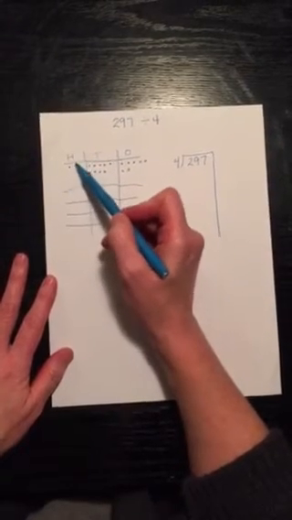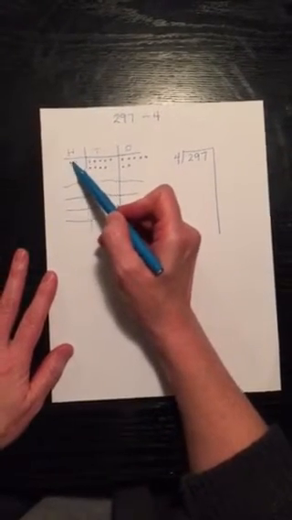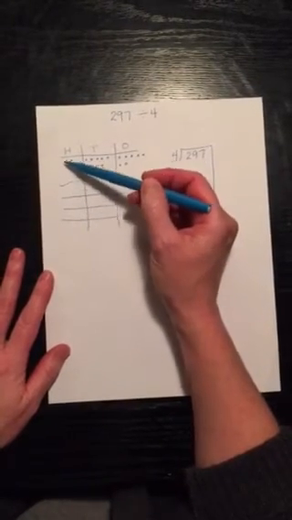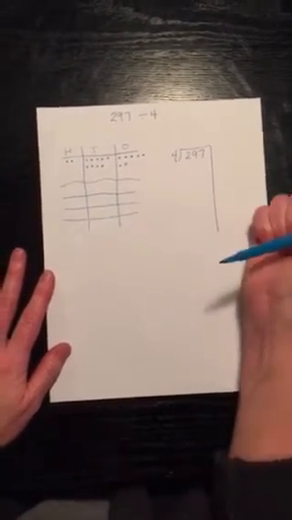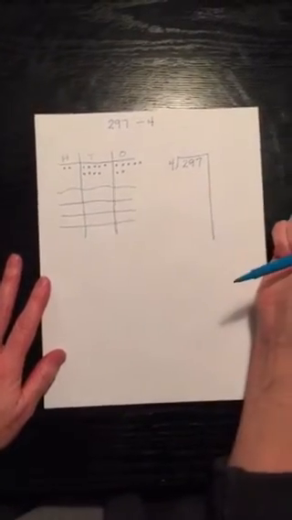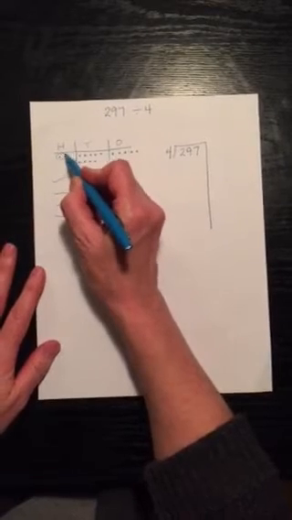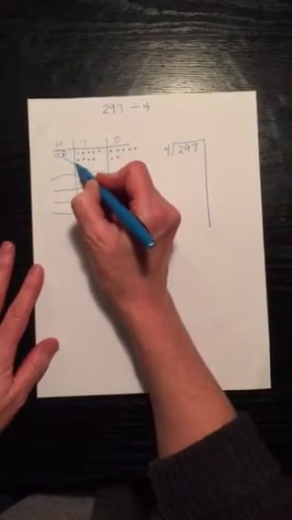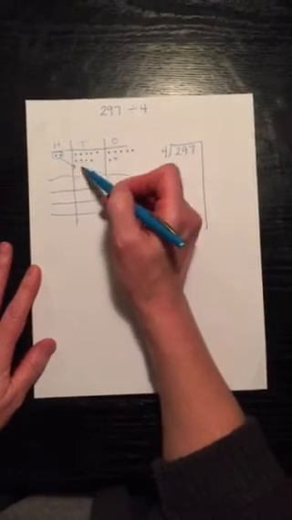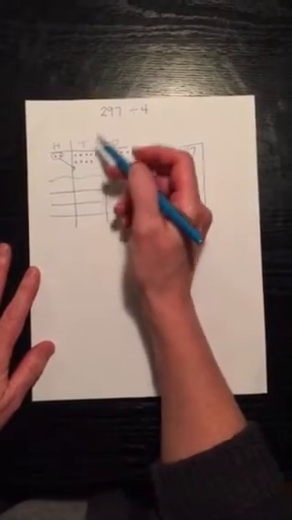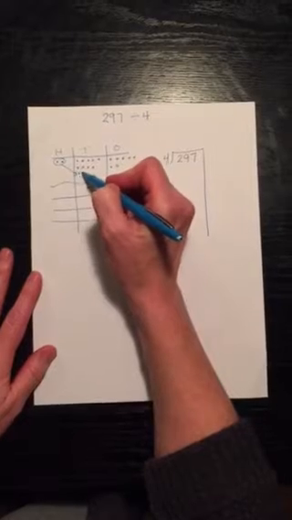So I'm going to start in the hundreds place. I have 2 place value discs in the hundreds place. I cannot divide 2 discs into 4 groups and have an equal amount of place value discs in each group. So I will need to regroup the 2 hundreds place value discs, and I will be adding 20 place value discs into the tens place.